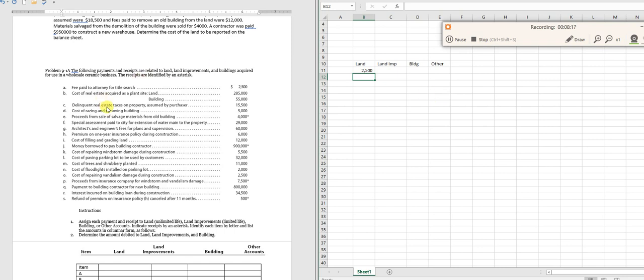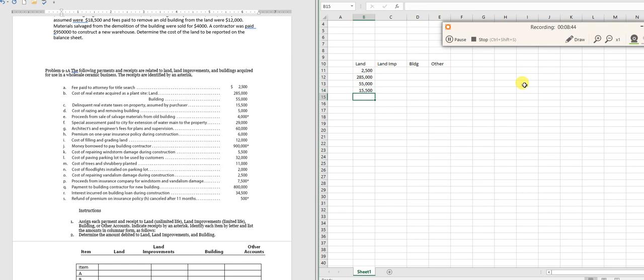Well, if you look down in D, so even if you put it in the wrong place for B, if you got down to D, you'd see that I removed that building. So I'm going to put these both in the land because I'm going to use that land to build a building on it. So the building just gets demolished and added to the cost of the land. Delinquent real estate taxes on property. So again, that's added to the cost of the land.